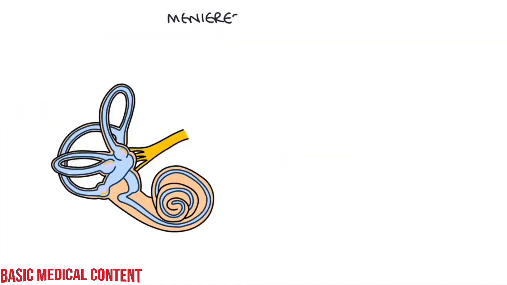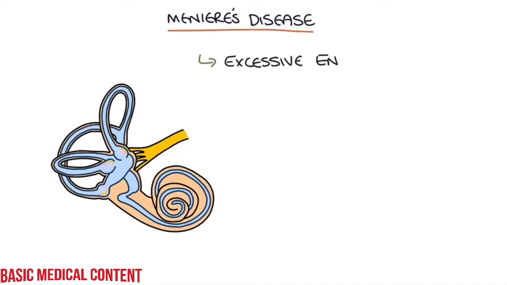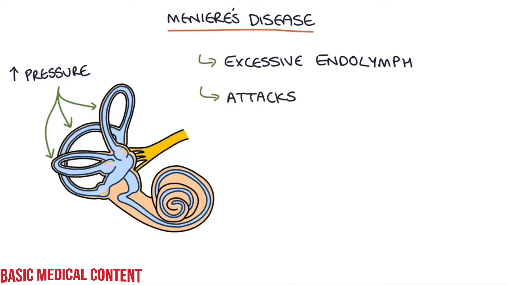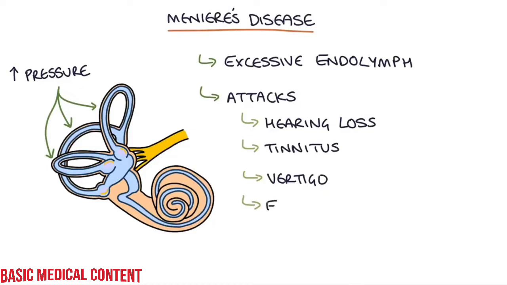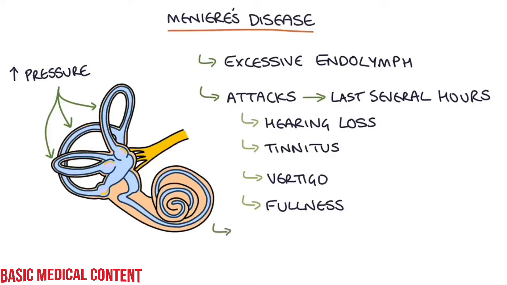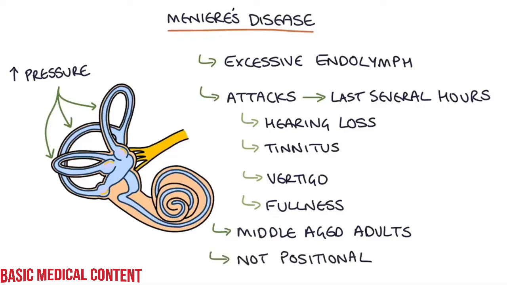Next, let's talk about Meniere's disease. And this is thought to be caused by an excessive buildup of endolymph in the semicircular canals, causing a higher pressure than normal, which disrupts the sensory signals. It causes attacks of hearing loss, tinnitus, vertigo, and a sensation of fullness in the ear. These attacks typically last several hours before they settle down, and it often occurs in middle-aged adults and is not associated with movement, so the symptoms are not positional.